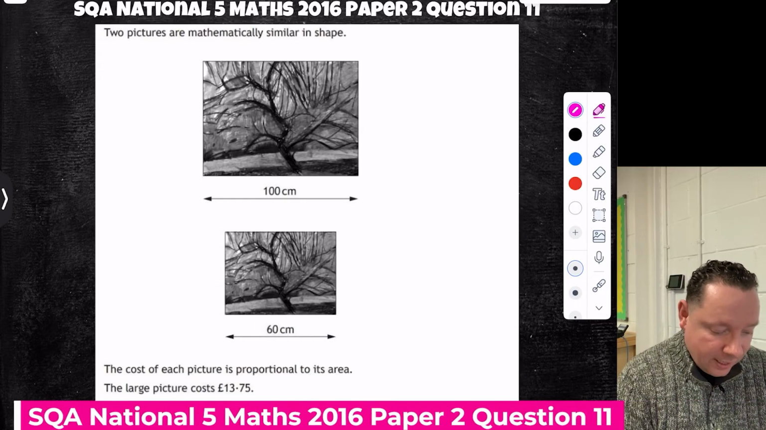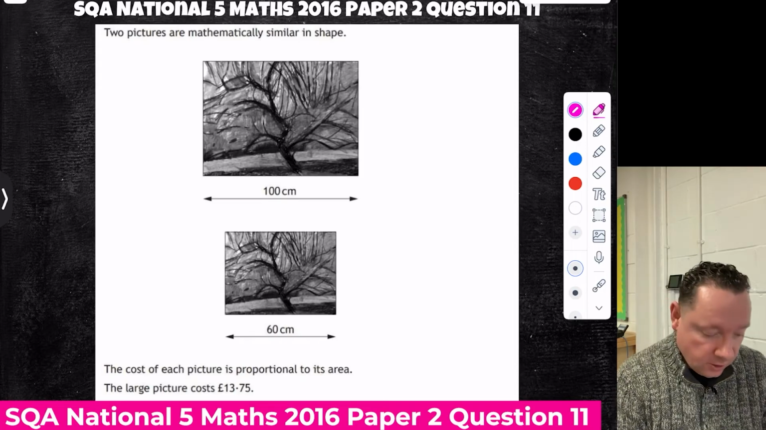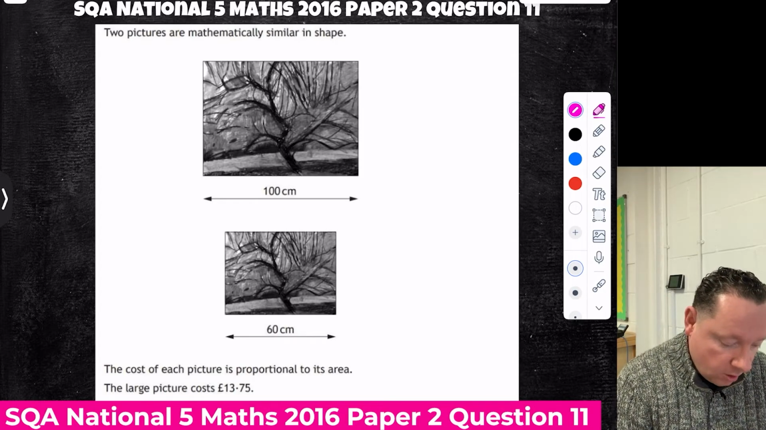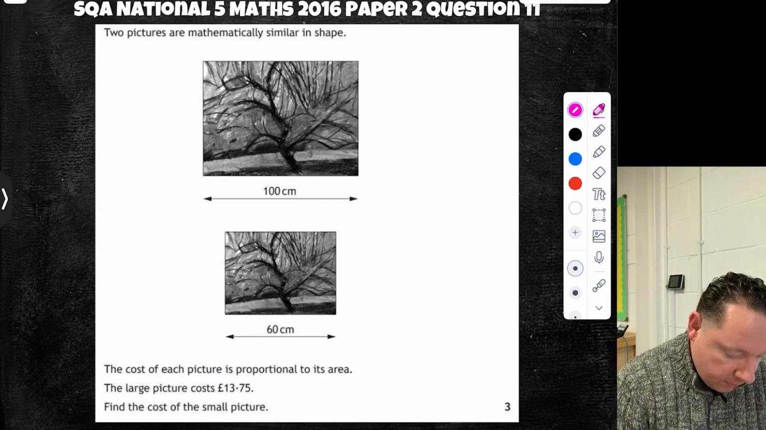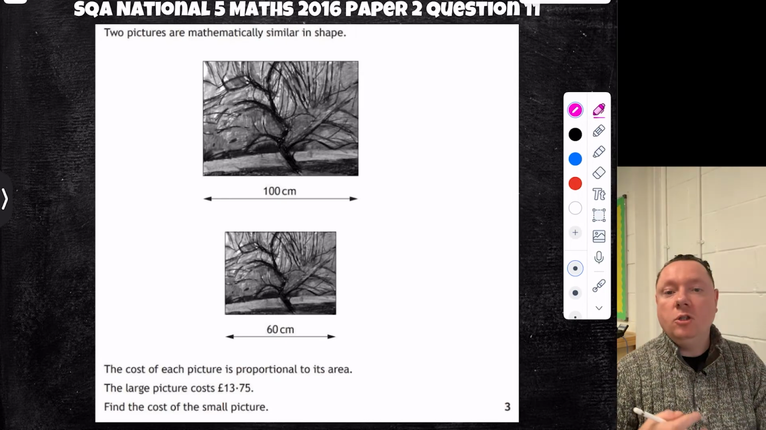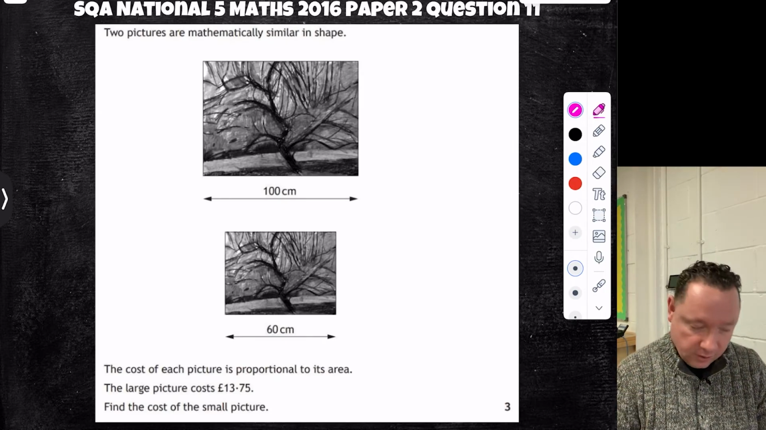National 5 Maths 2016, Paper 2, Question 11 on similarity. Two pictures are mathematically similar in shape. The cost is proportional to the area. The large picture costs $13.75. Find the cost of the small picture. So it says cost is proportional to area, so I need to find the area scale factor.